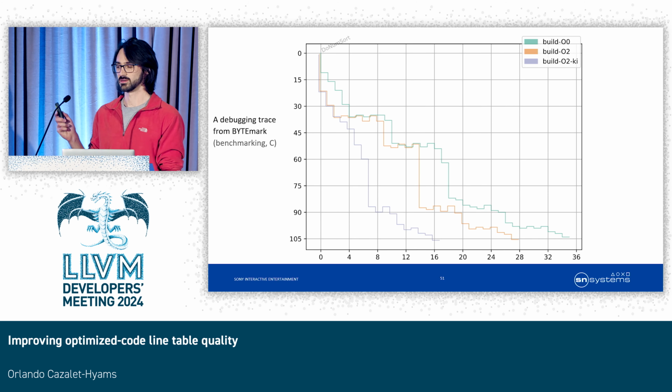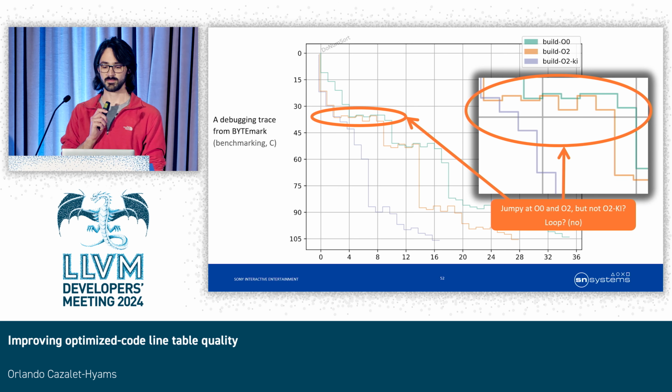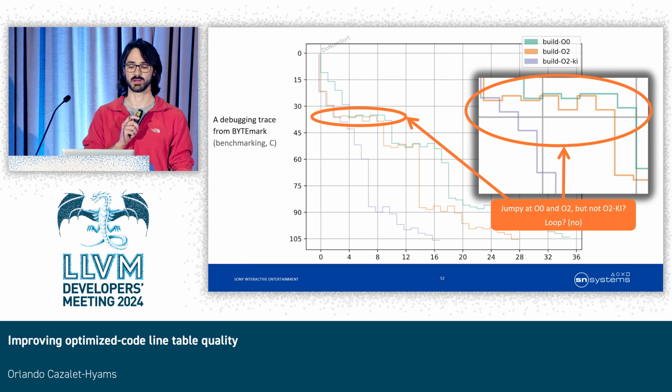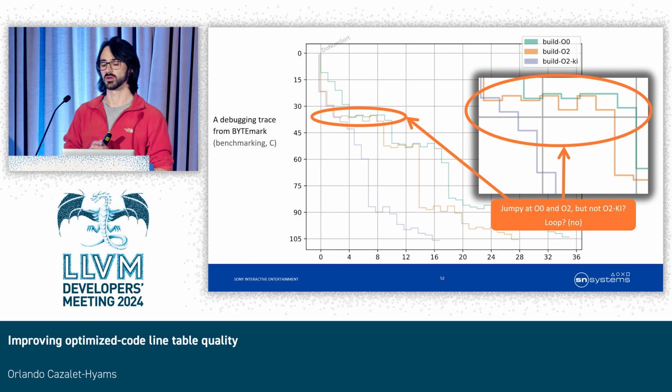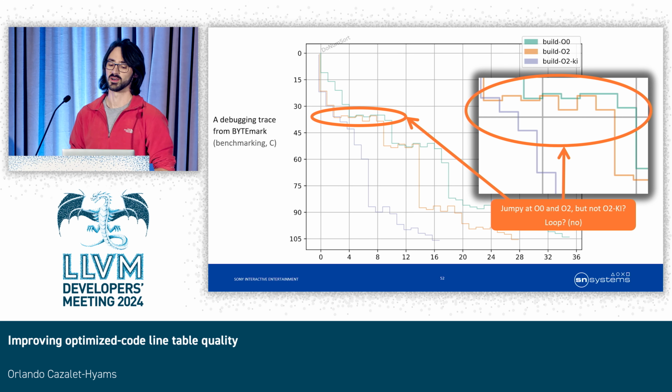So here's a slightly different example to the previous ones from Bytemark. If we zoom in on this pattern here, there's some back and forth jumping at O2 and at O0, and that could indicate the presence of a loop. And I was kind of worried when I first saw that, because obviously you can see on the graph, the purple line doesn't replicate it. It would be bad if key instructions wasn't letting you see loops.